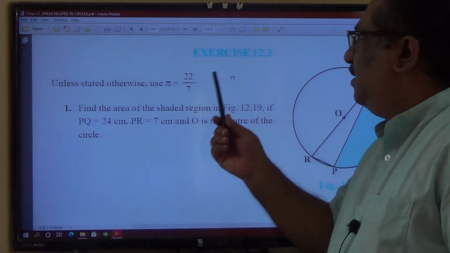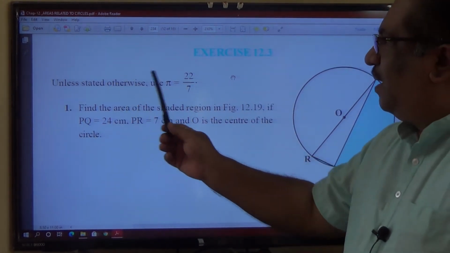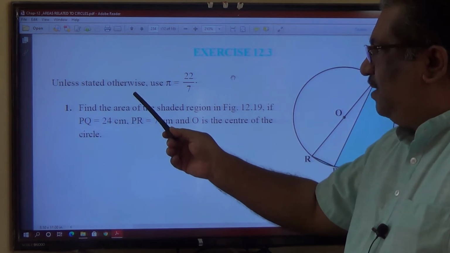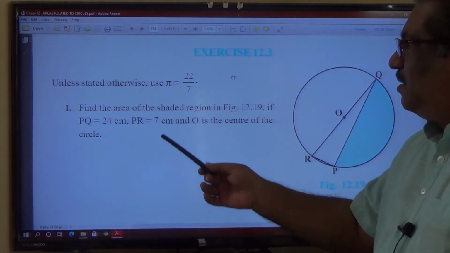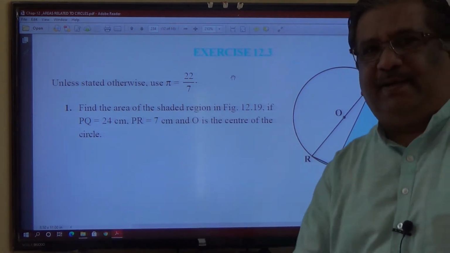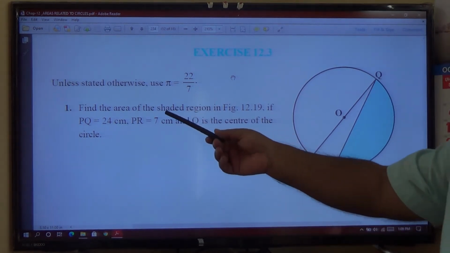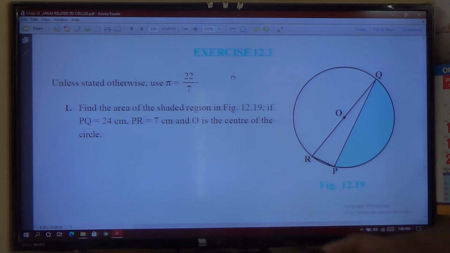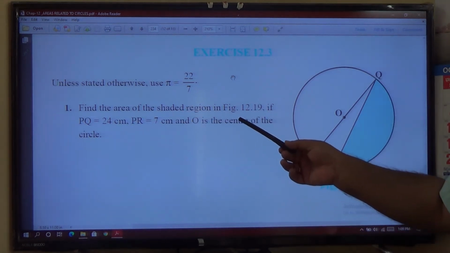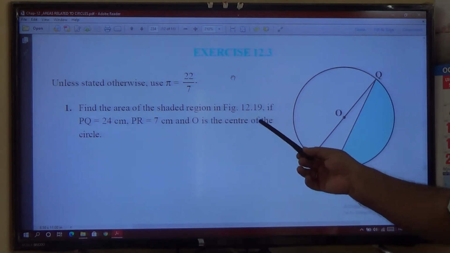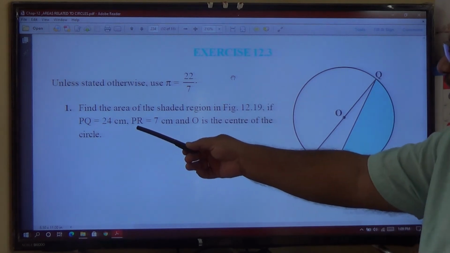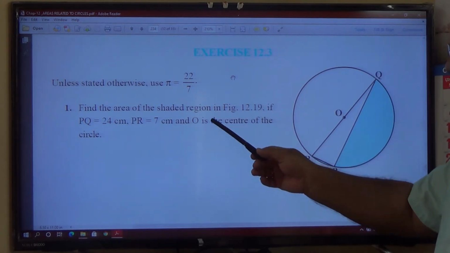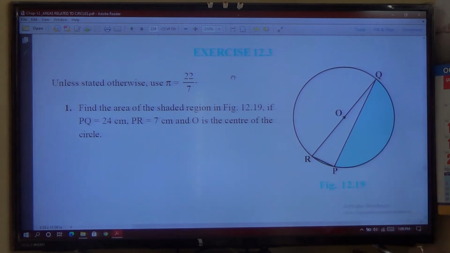Here, exercise 12.3. Remember, unless stated otherwise, in solving all the numericals we'll take pi equals 22 by 7. Okay, now question number 1, exercise 12.3. This is the given diagram. Find the area of the shaded region in figure 12.19 if PQ is 24 centimeter, PR is 7 centimeter and O is the center of the circle.